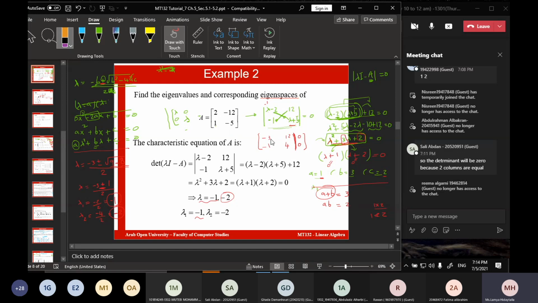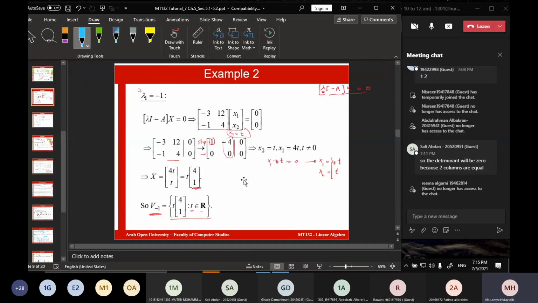Now find the determinant of this one. What is the determinant of this one? We have minus 1 times minus 2, which is equal to 2, and it should equal the determinant of A. What is the determinant of A? 2 times minus 5, minus 10, minus this times this, minus 12. So minus 10 plus 12 is equal to 2. Correct? So the multiplication of the eigenvalues should equal the determinant of the matrix, which is this 2.